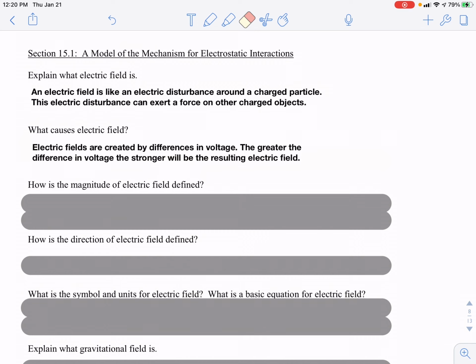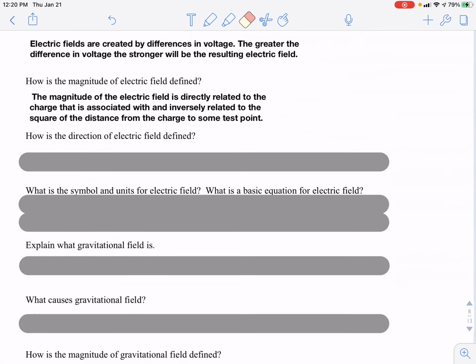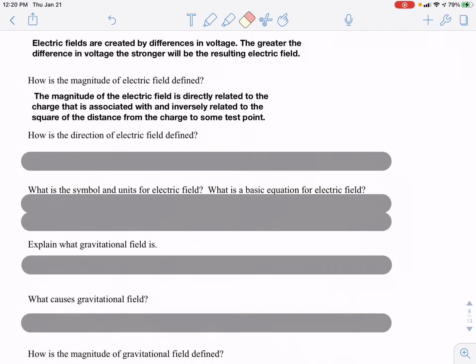What causes an electric field is the differences in voltage from where the charge is located to some other point a distance away. The greater the difference in voltage, the stronger the resulting electric field will be. The magnitude of an electric field is directly related to the charge that's causing the disturbance and inversely related to the square of the distance from that charge to some test point a distance away. More on the electric field magnitude in a little bit.